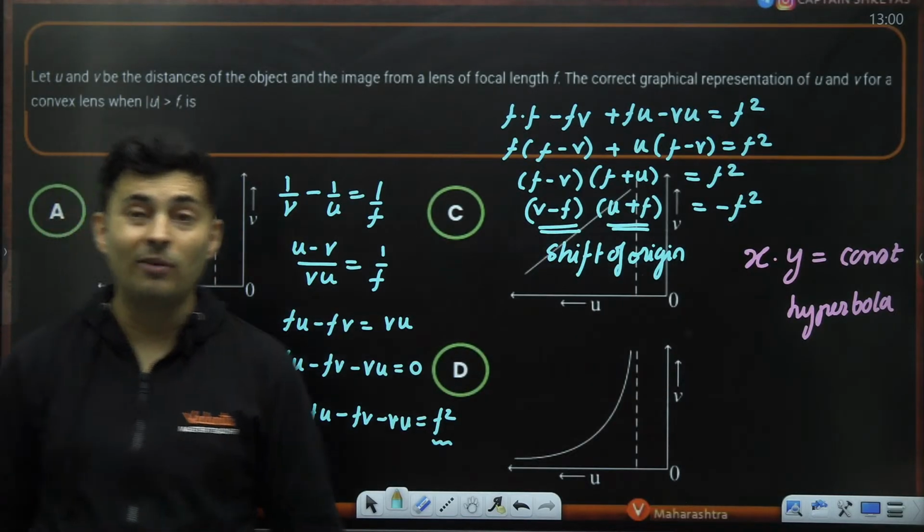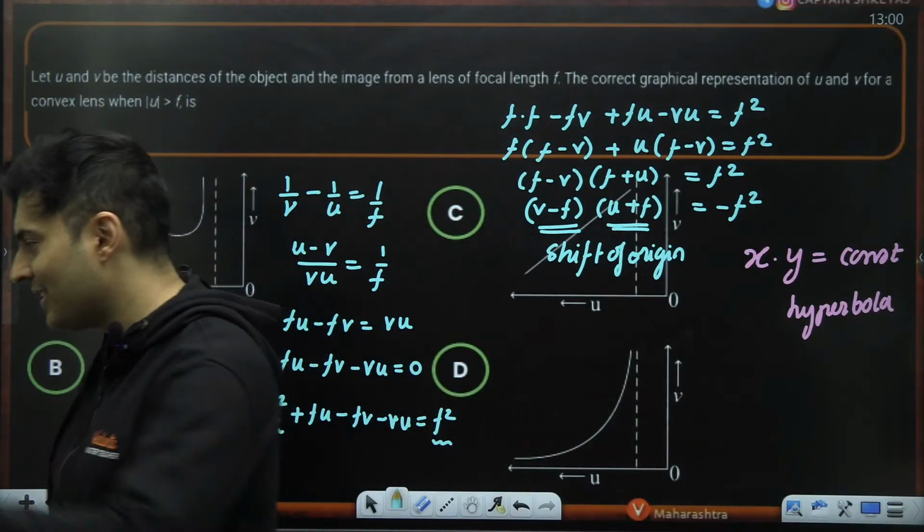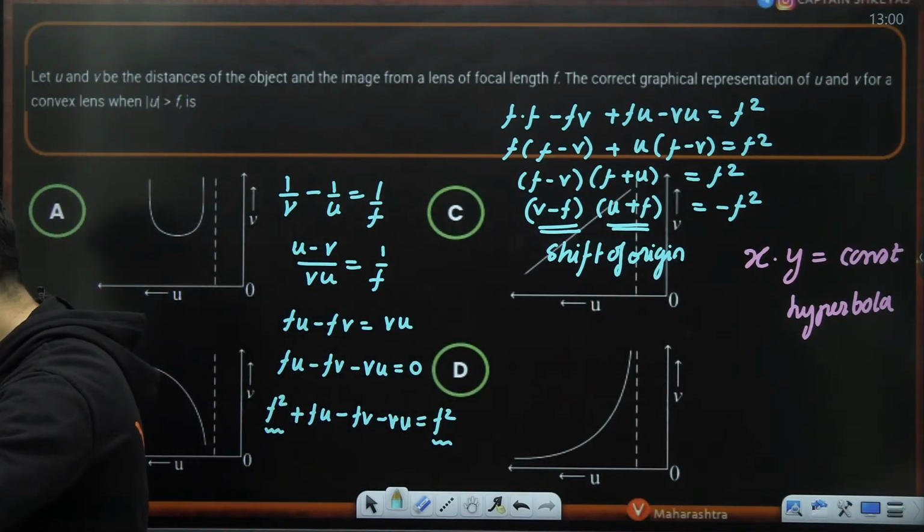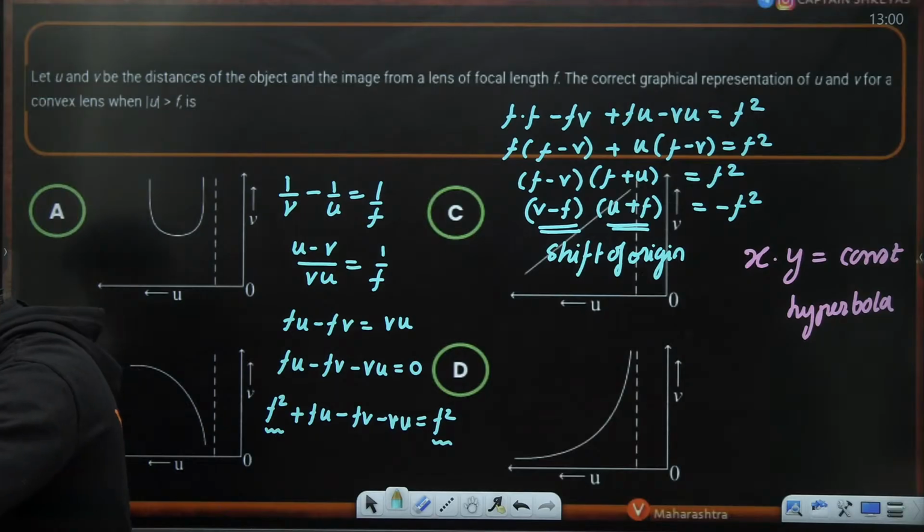So the graph of image and object distances are hyperbolas. How many of you knew this from before? If you knew this from before, great. Else, stuck.